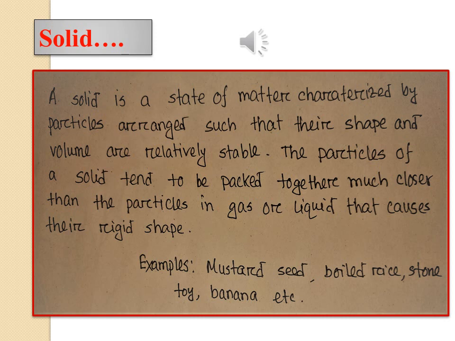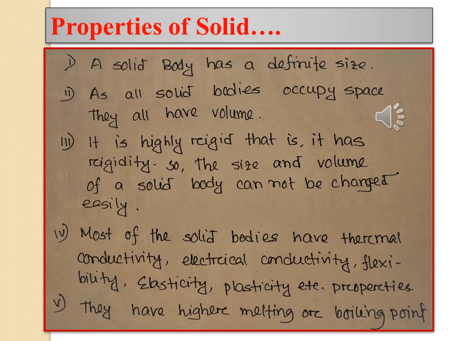The examples of solid are mustard seed, boiled rice, stone, toy, banana, etc. Among them, mustard seed, boiled rice, banana basically are examples of less rigid solid. So now, properties of solid. The first point is a solid body has a definite size. We know very well each and every solid body has a definite size.